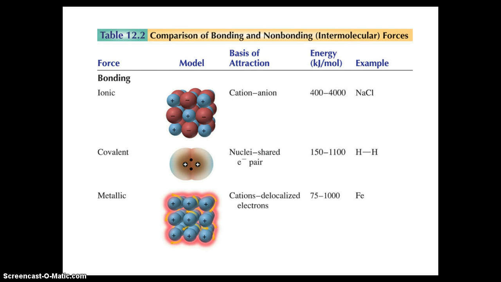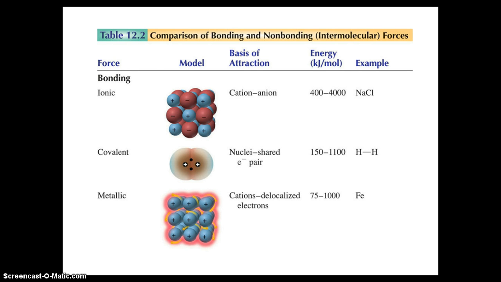So here's a table just comparing different kinds of bonding and non-bonding forces. So we have ionic, which is usually between a cation, which is positively charged, and an anion, negatively charged. Then we have covalent forces, and this is usually two nonmetals, so they share electrons. So that would be like H2 or O2.